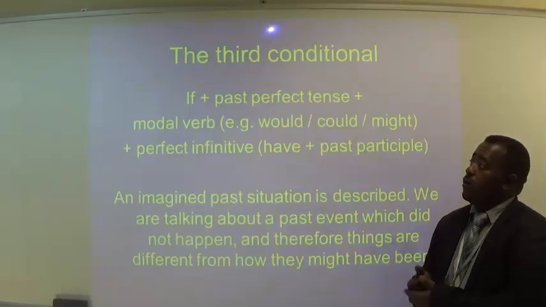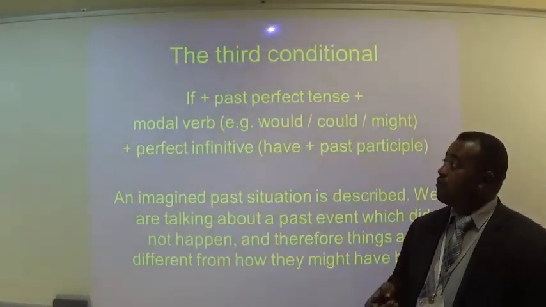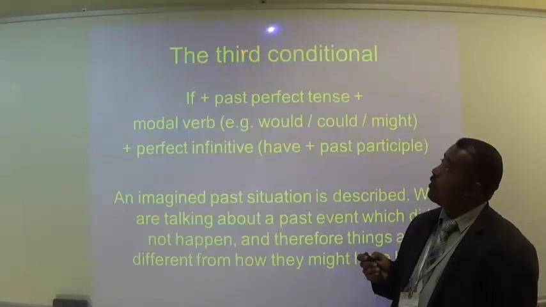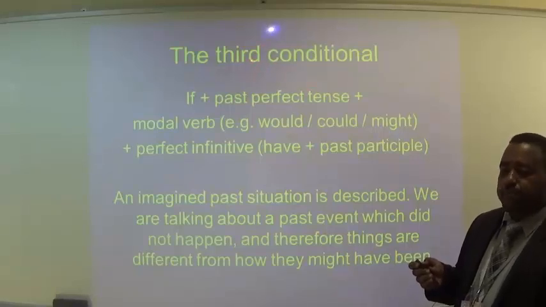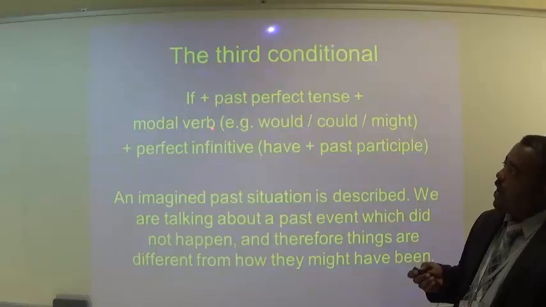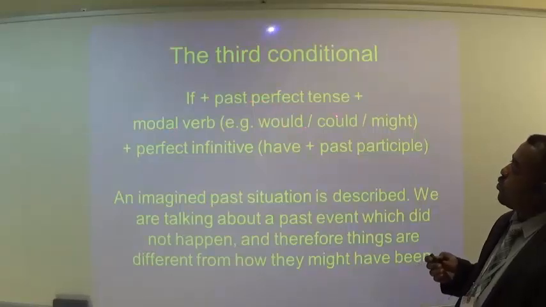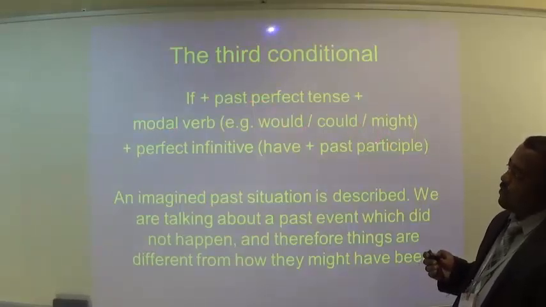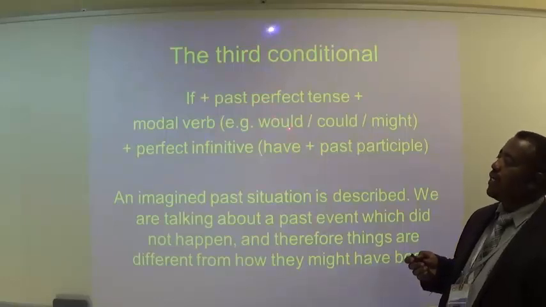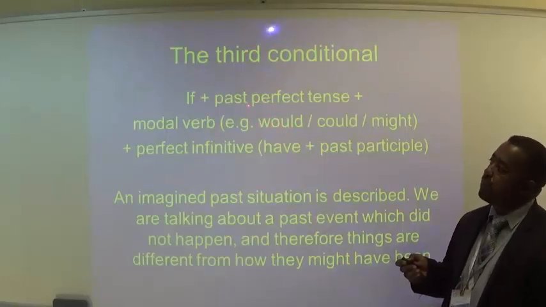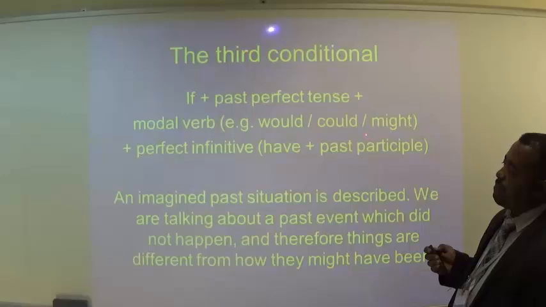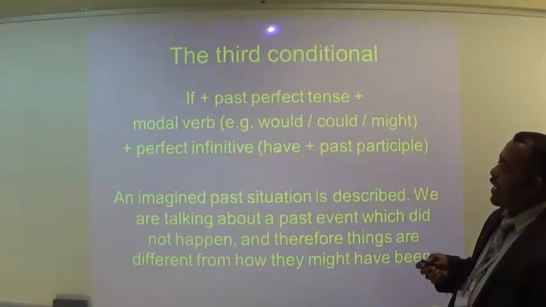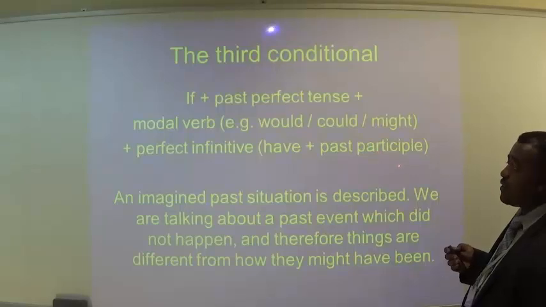Okay, now we are moving to the third rule. We call it the third conditional, and sometimes it is known as type 3 or if 3. If here plus past perfect tense plus modal verb would or could or might. So you have to pay attention that would isn't the constant modal verb used in the third conditional. Why? Because we may use could or might plus perfect infinitive, that means have plus past participle.